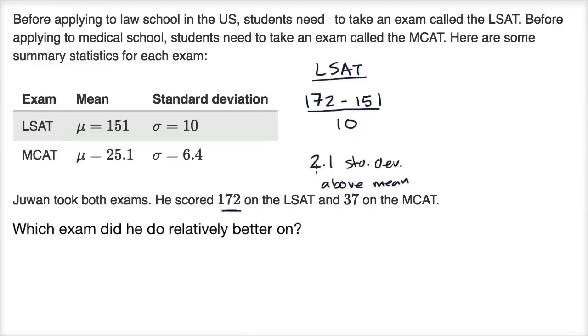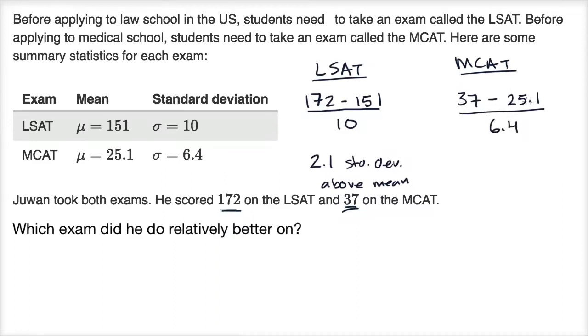You could view this as a z-score. It's a z-score of 2.1. We are 2.1 above the mean in this situation. Now let's think about how he did on the MCAT. On the MCAT, he scored a 37. The mean is a 25.1. And there is a standard deviation of 6.4.